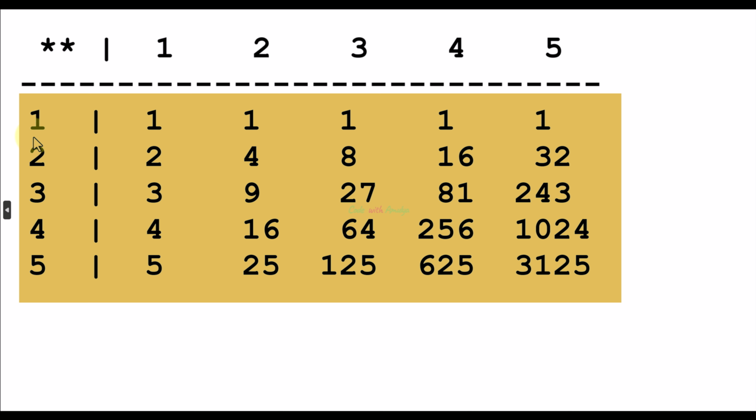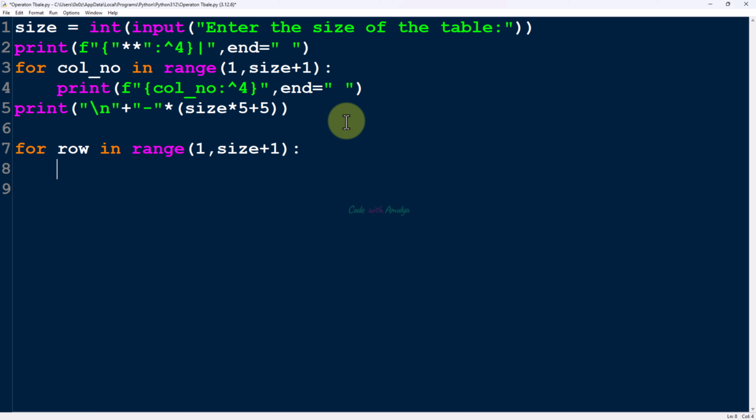In the last section, we want to print row number, this symbol, as well as the result of power operation. So for that, I'll use nested for loops. First for loop is for row. At the beginning of every row, we want to print row number. So here, print row, that is the row number, and also format that same center alignment and width as 4. Then also we want to print this symbol. Done. End is equal to space.